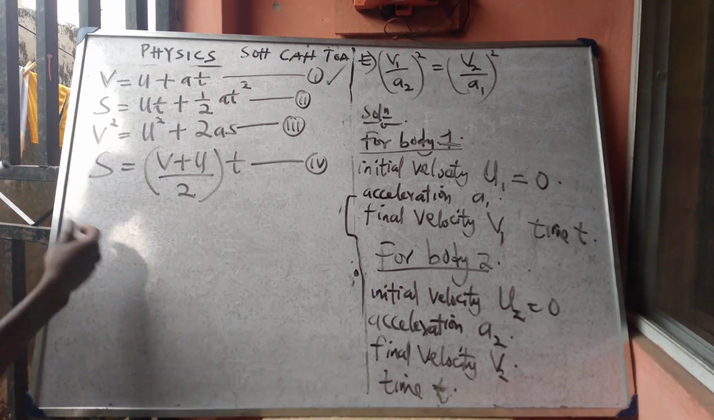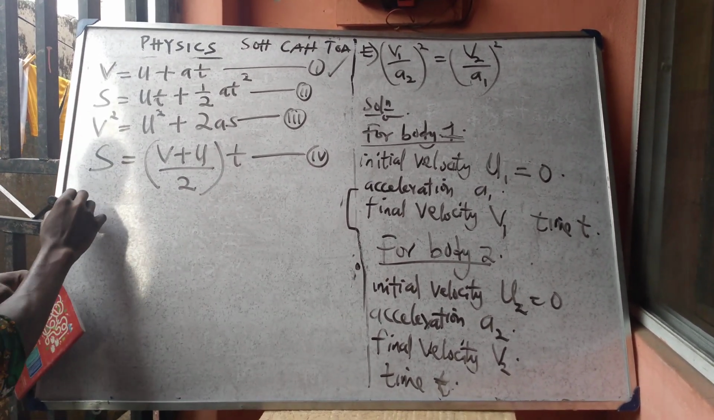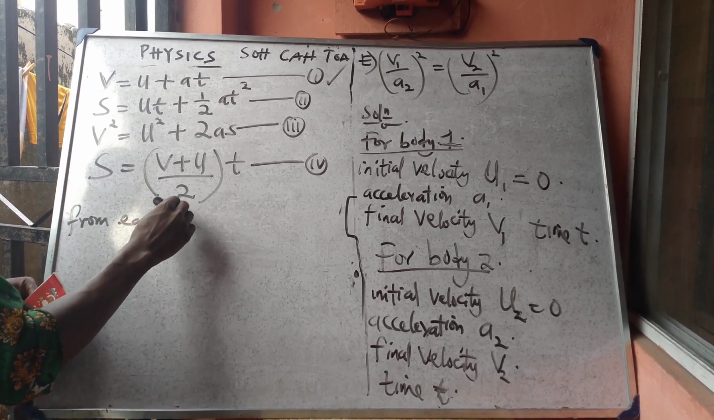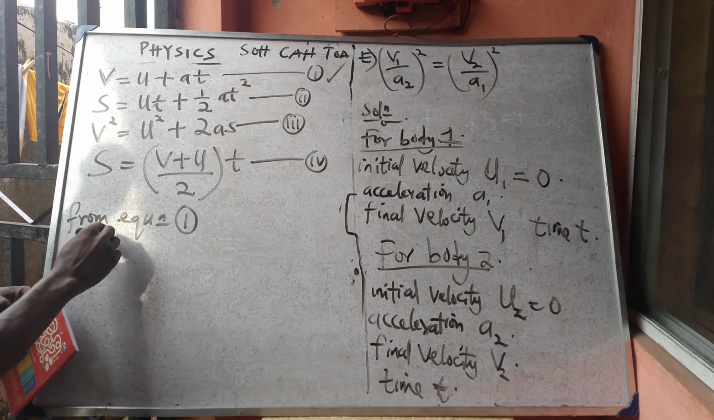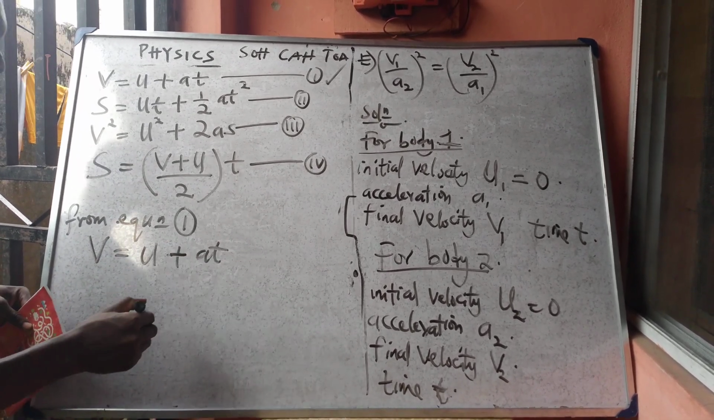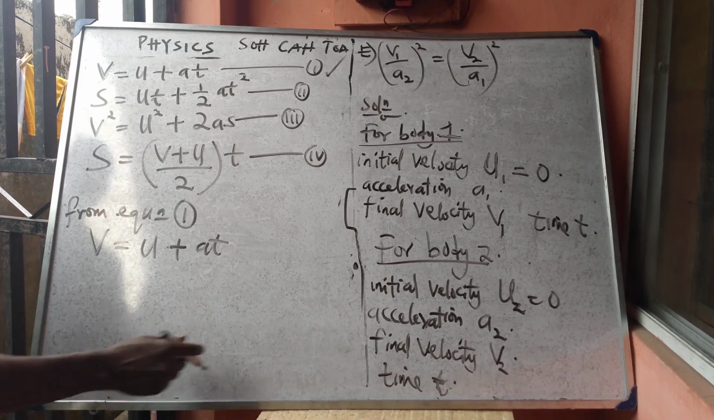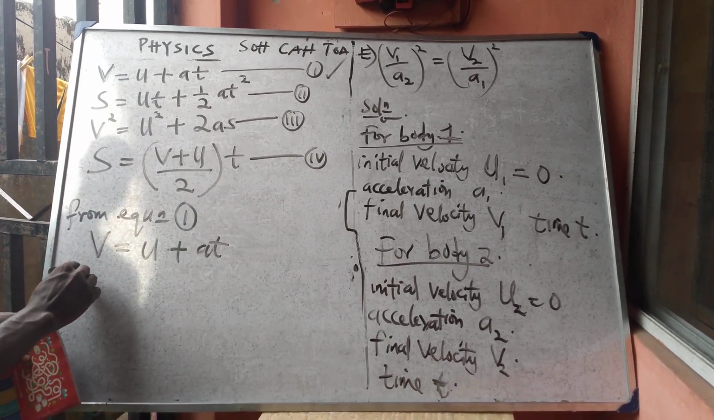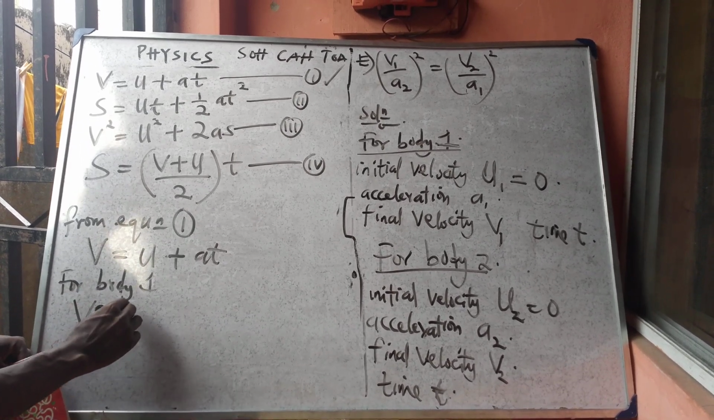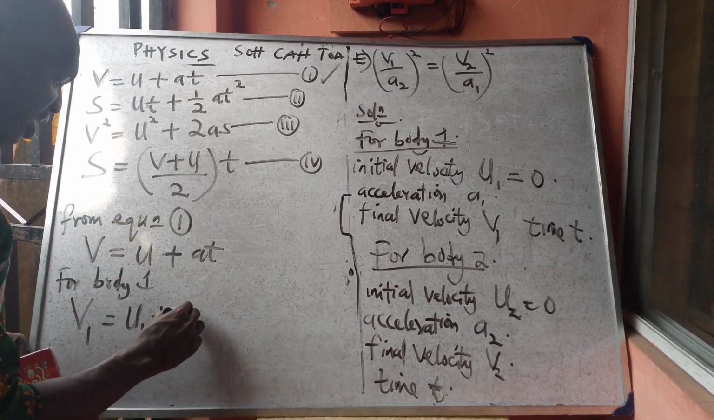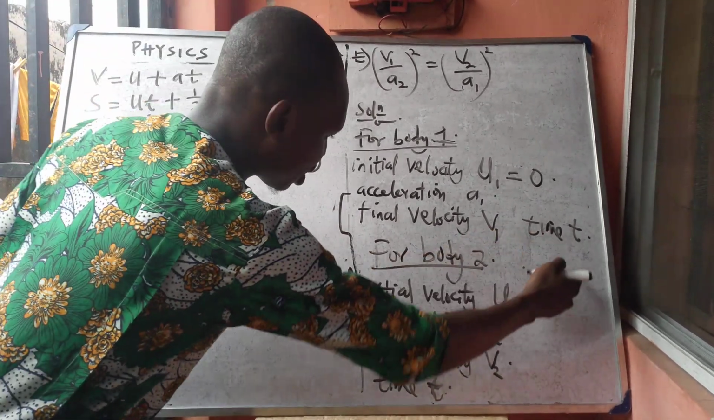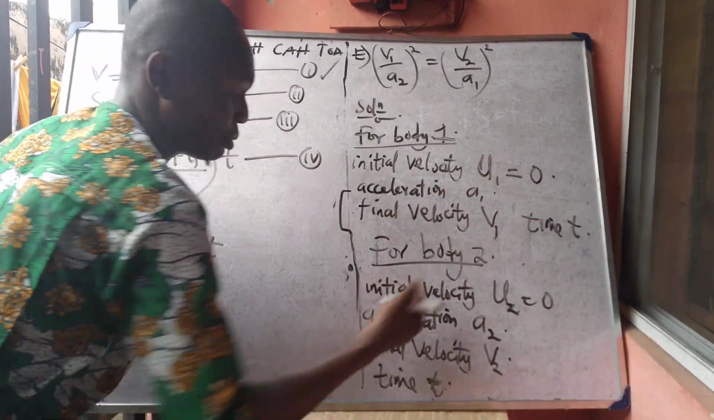Okay. Now what do we obtain there? I say from equation 1, that is the first equation of uniformly accelerated motion, v equals u plus at. Now for body 1, v1 equals what? u1 plus what? a1t. Of course, we know that the time is constant for both bodies, time t.